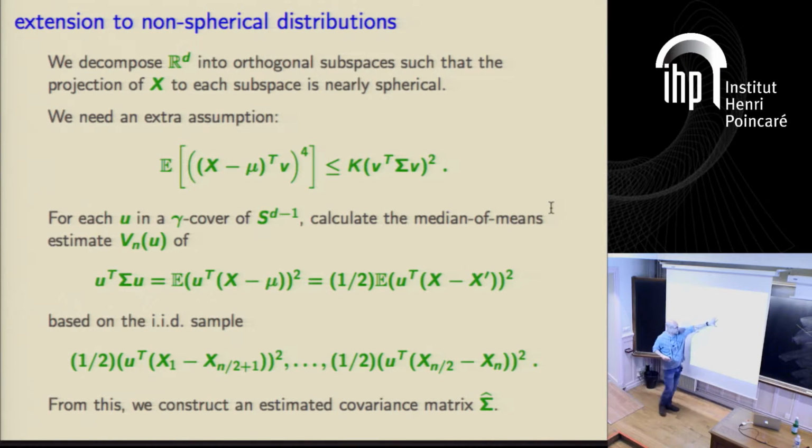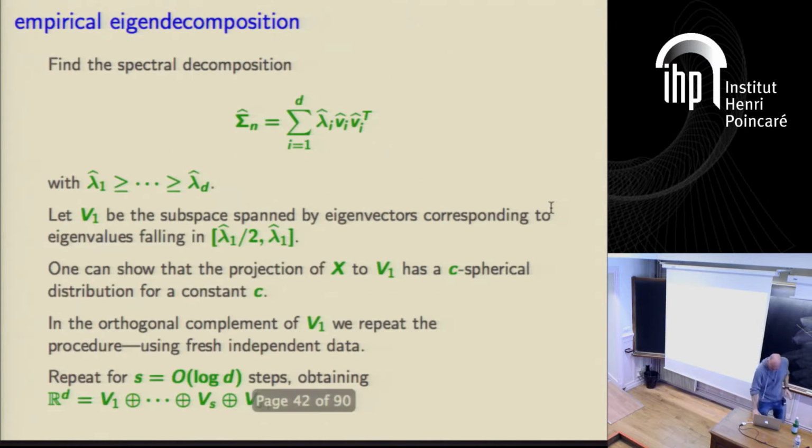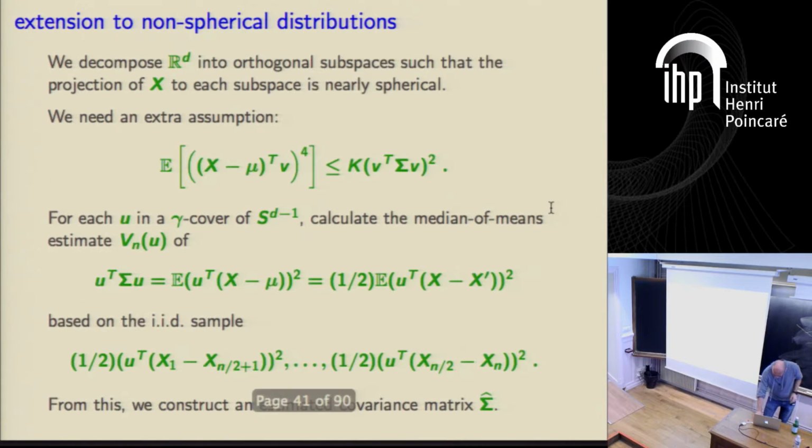Okay? And since we have this upper bound, this condition, we have a good guarantee for the quality of this estimator in each direction. Okay.